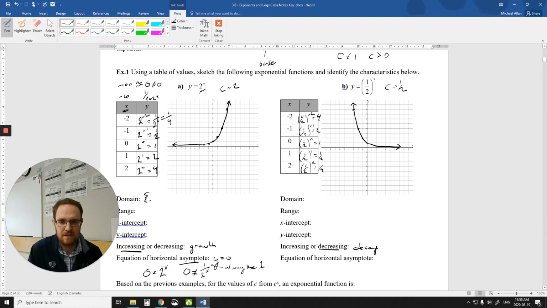So you'll notice that for both of these graphs, as long as the base is the proper base, my exponent can be whatever you want it to be. It'll always work out. So I can have all real numbers for both my domains for both of these graphs.